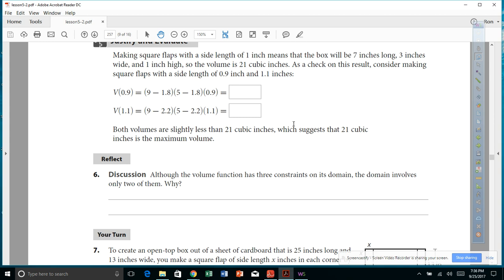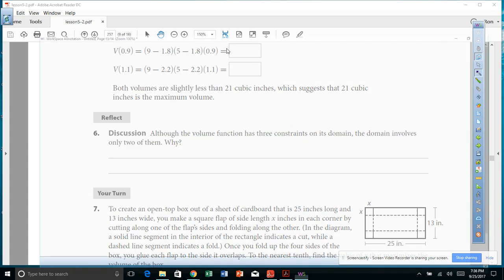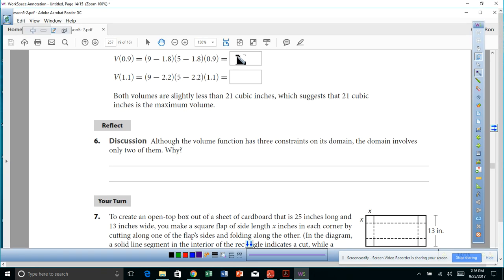So the volume for 0.9 would be (9 minus 1.8) times (5 minus 1.8) times 0.9, and that gives you 20.736. I did it in the calculator. And then the volume for 1.1 is (9 minus 2.2) times (5 minus 2.2) times 1.1, which gives you 20.944. Both volumes are slightly less than 21 cubic inches, which suggests that 21 cubic inches is the maximum volume.